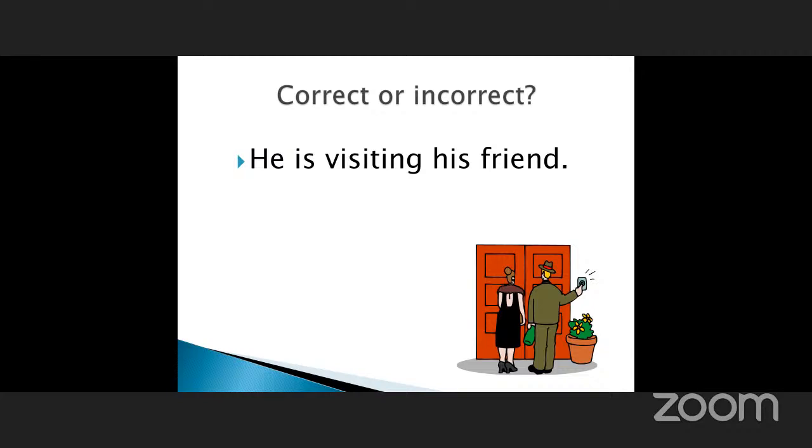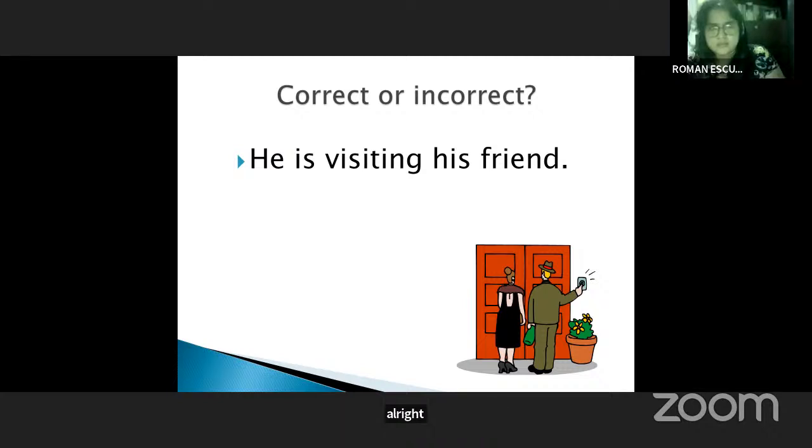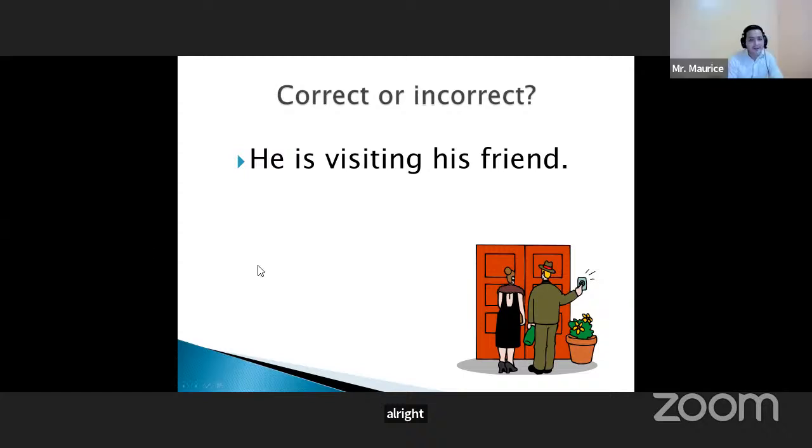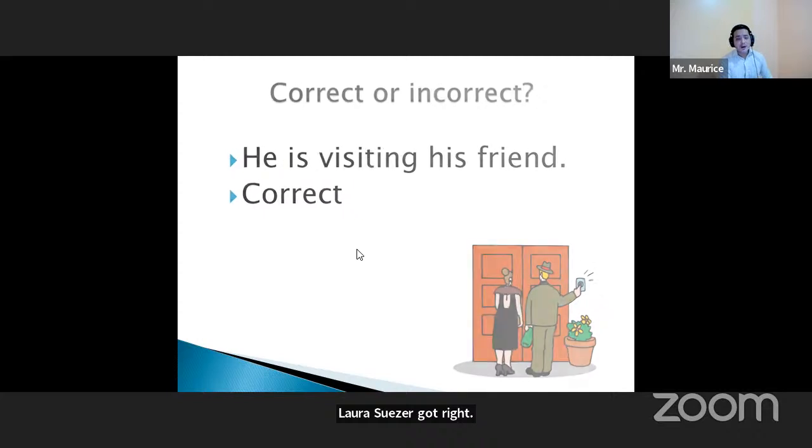Incorrect. Interesante. ¿Dónde está el error? Correct. It's correct. Es correcto. La oración está correcta. No hay error ahí. Ok. Él está visitando a sus amigos. Next one.